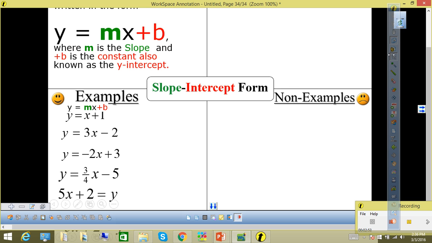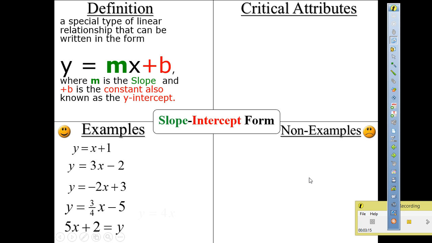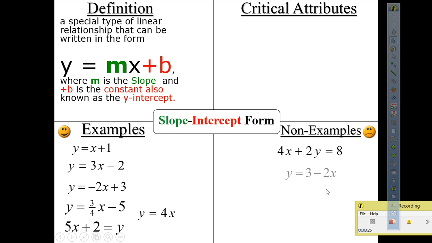All right. So now that we understand that, notice that they're all solved for y, okay, and all have the x and the constant on one side. Copy these non-examples, please. Oh, there was one more. Did I include this one on yours? Yeah, y equals 4x. Okay. Copy the non-examples. 4x plus 2y equals 8. Y equals 3 minus 2x. Y equals negative 5 plus 3/4 x.